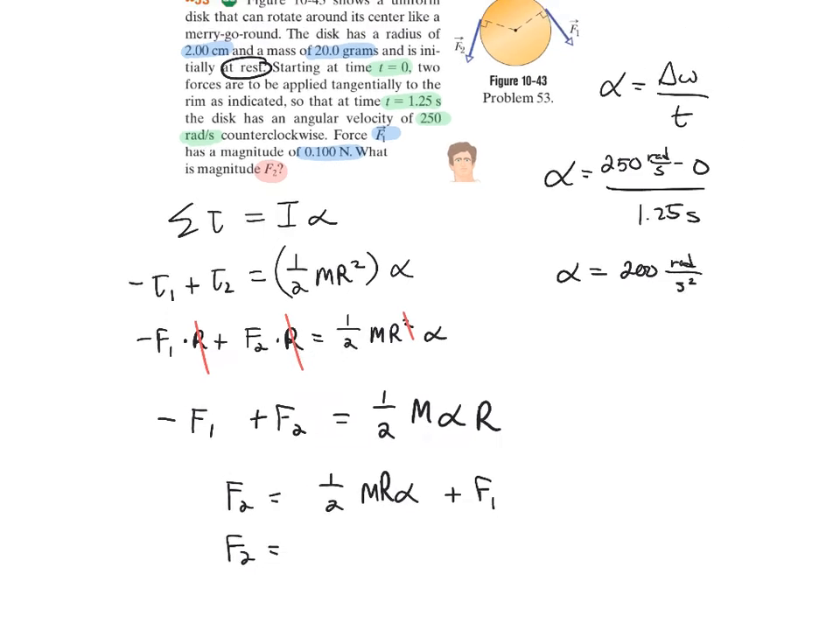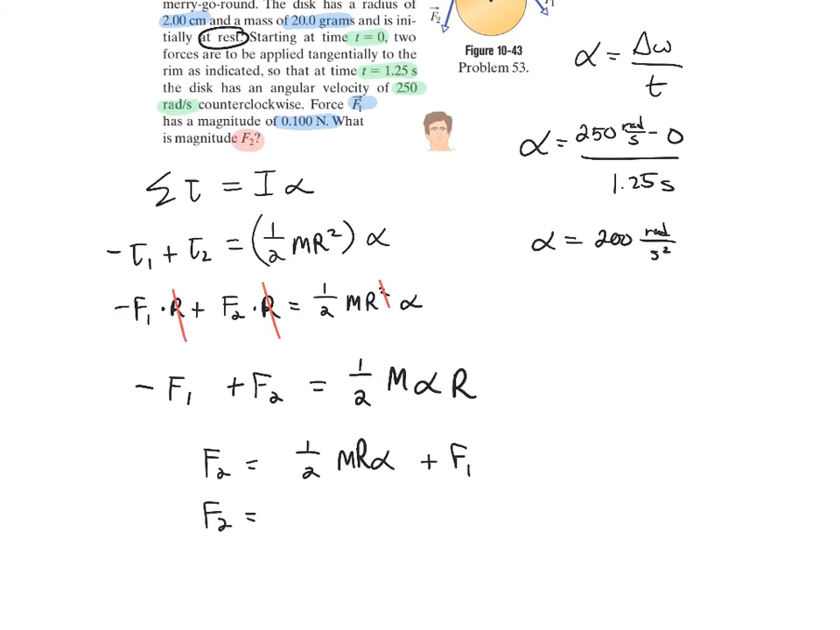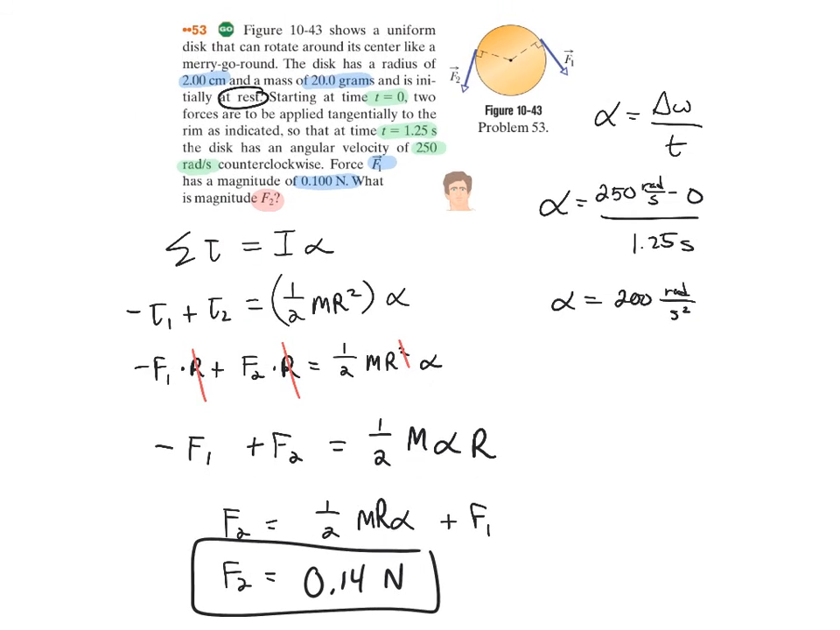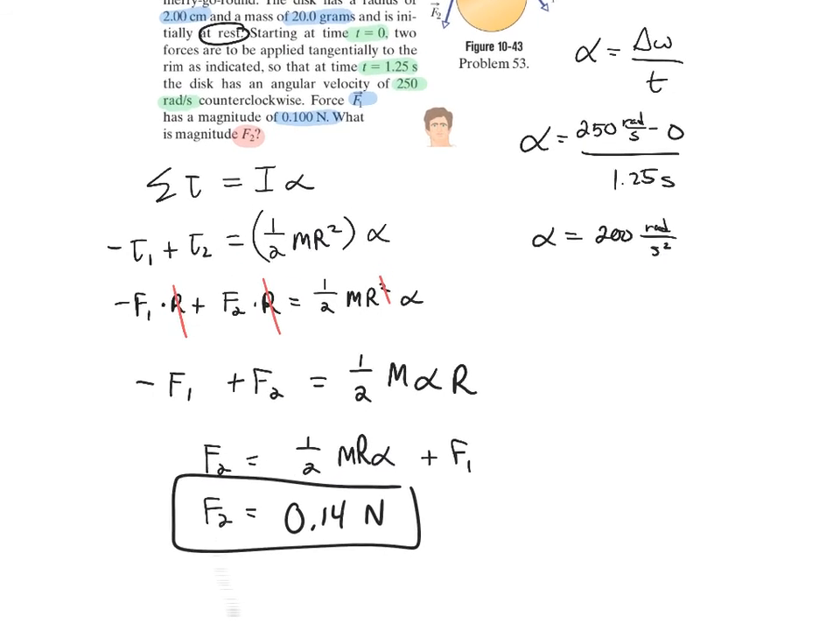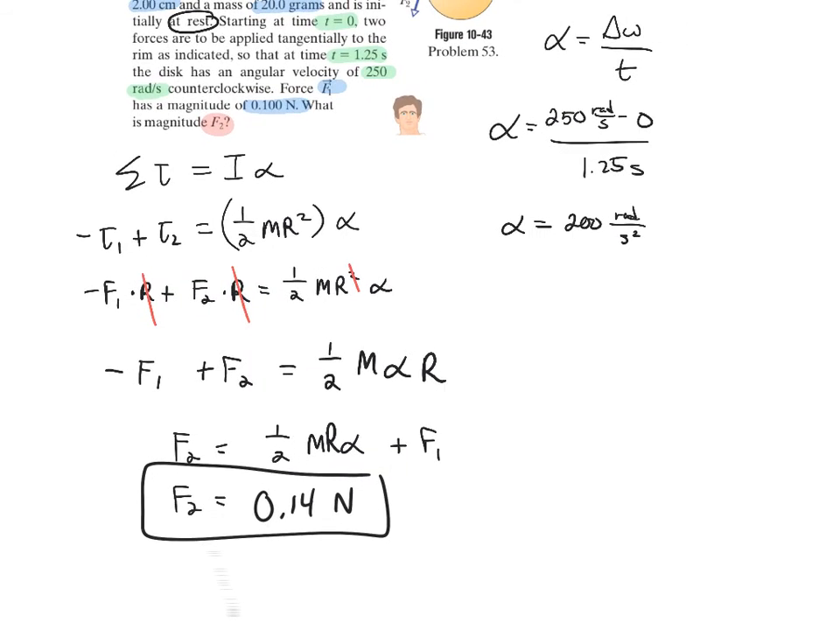And just so you have an idea of a number, this is number 53. 53 turns out to be 0.14. Be careful, by the way, the units are not given in standard units in this problem. I think we're given grams and what else? Yeah, grams and centimeters. So make sure to convert before you go ahead and calculate this answer.